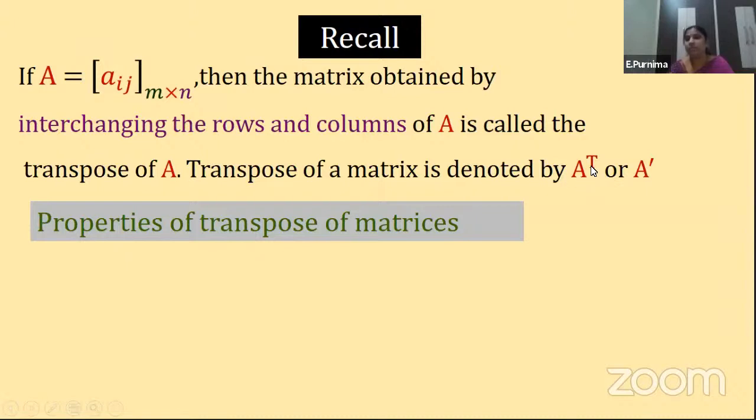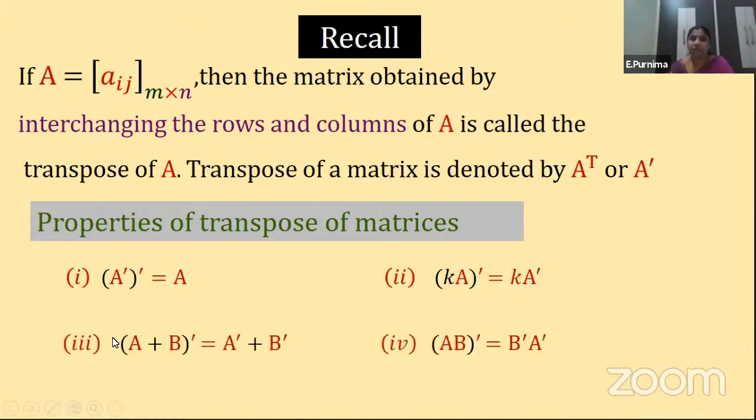It is denoted by A transpose, A to the power of T, or A dash. The properties of the transpose of matrices are: A dash whole dash is equal to A; K into A whole dash is equal to K into A dash; A plus B whole dash is equal to A transpose plus B transpose; and AB whole transpose is equal to B transpose into A transpose. You have many sums based on the transpose in your textbook. You can solve them.